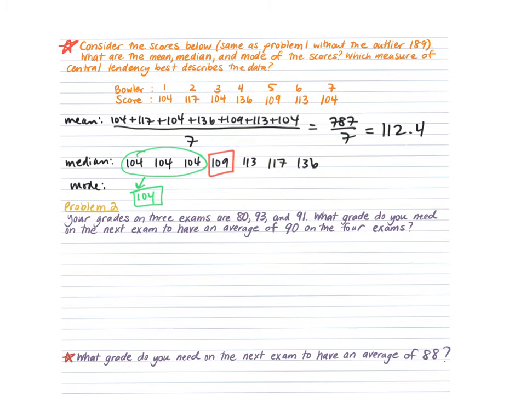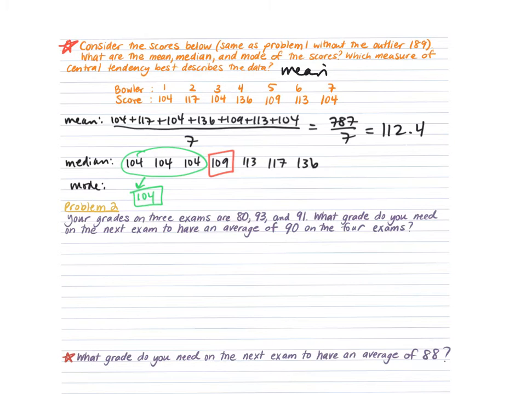Okay, so the mean here was 112.4, right? Without that 189, it definitely came down to make a little more sense on the data. The median is now 109. So since this data doesn't have an outlier, we're going to use the mean as the measure of central tendency that best describes the data. So our answer here is mean.